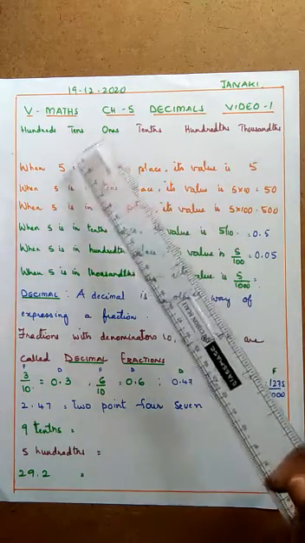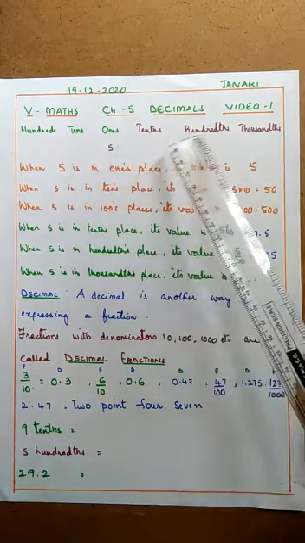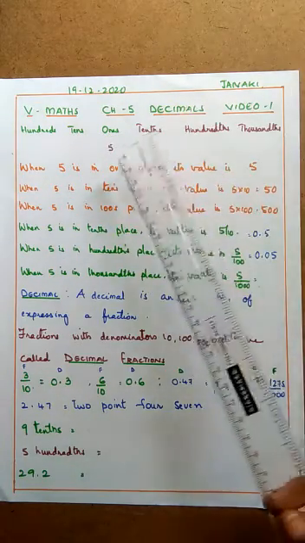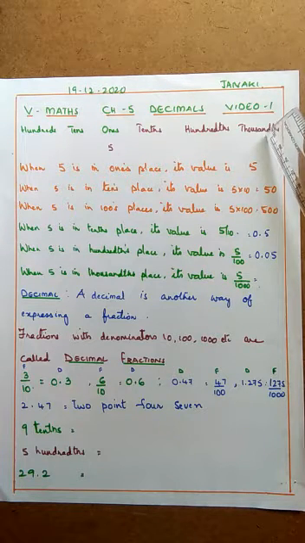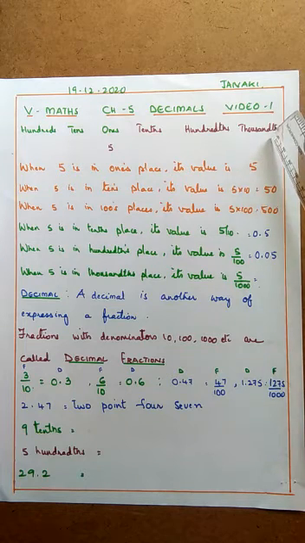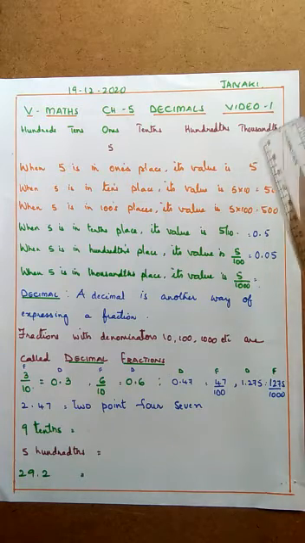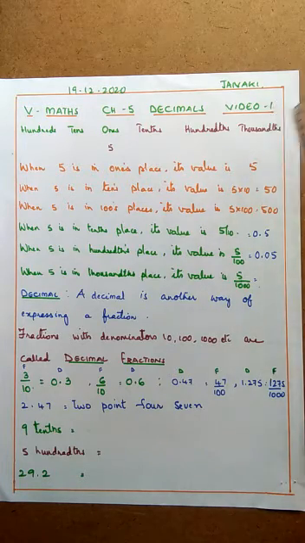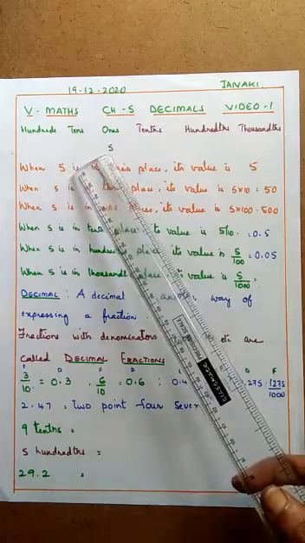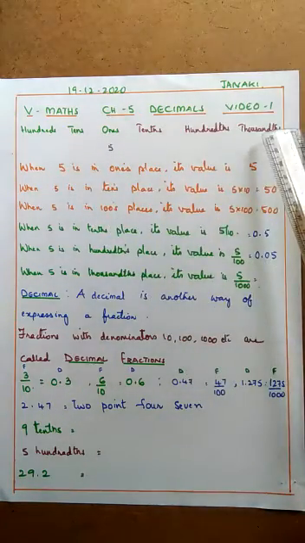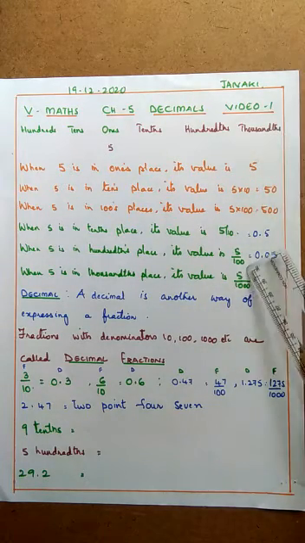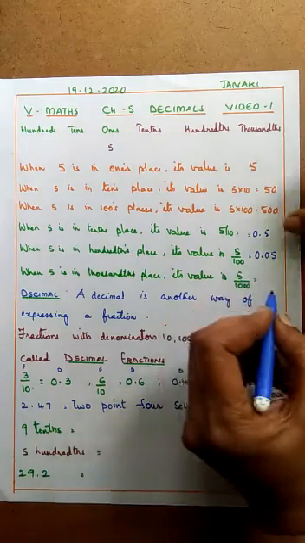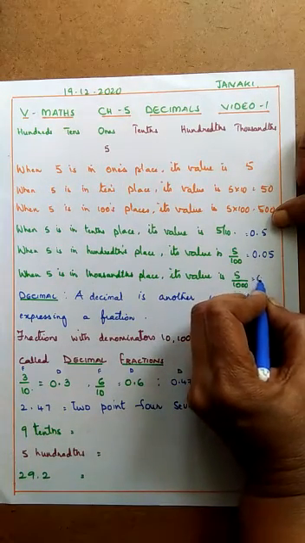Now let us see. If 5 has moved 3 places towards the right, then its place value will be thousandths. We read it as thousandths place. So 5 has moved 3 places, that is to the thousandths place. So now its value is 5 by 1000 and now we write its value as 0.005.